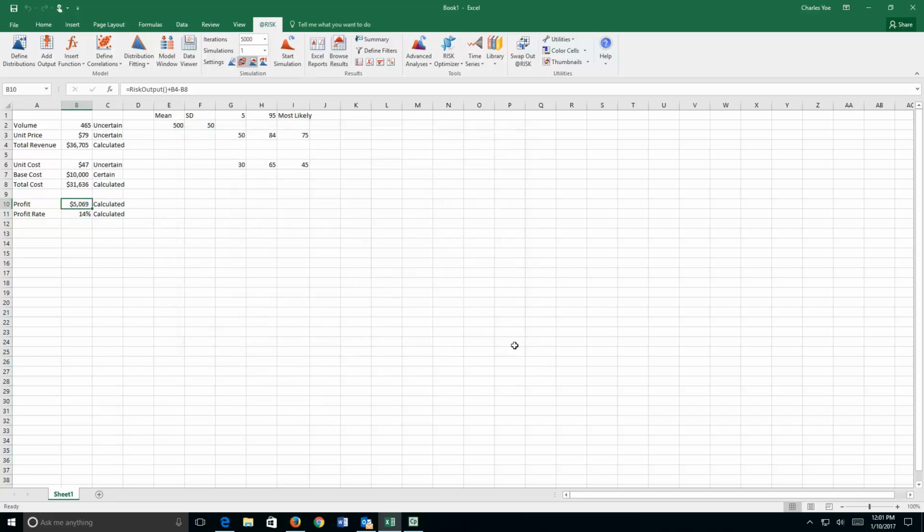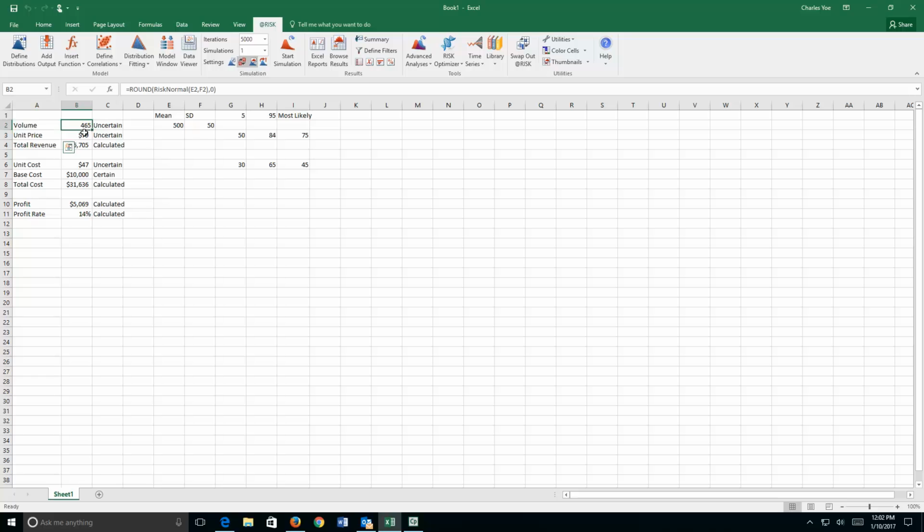Now, when we did this calculation, we assumed that all the values were independent of one another. But that's not always the case, and it's often very important to show dependencies. For example, volume and the unit price may be related. The greater the volume, the lower the unit price. The lower the volume, the higher the unit price. So we could imagine that there's a negative relationship between volume and unit price.